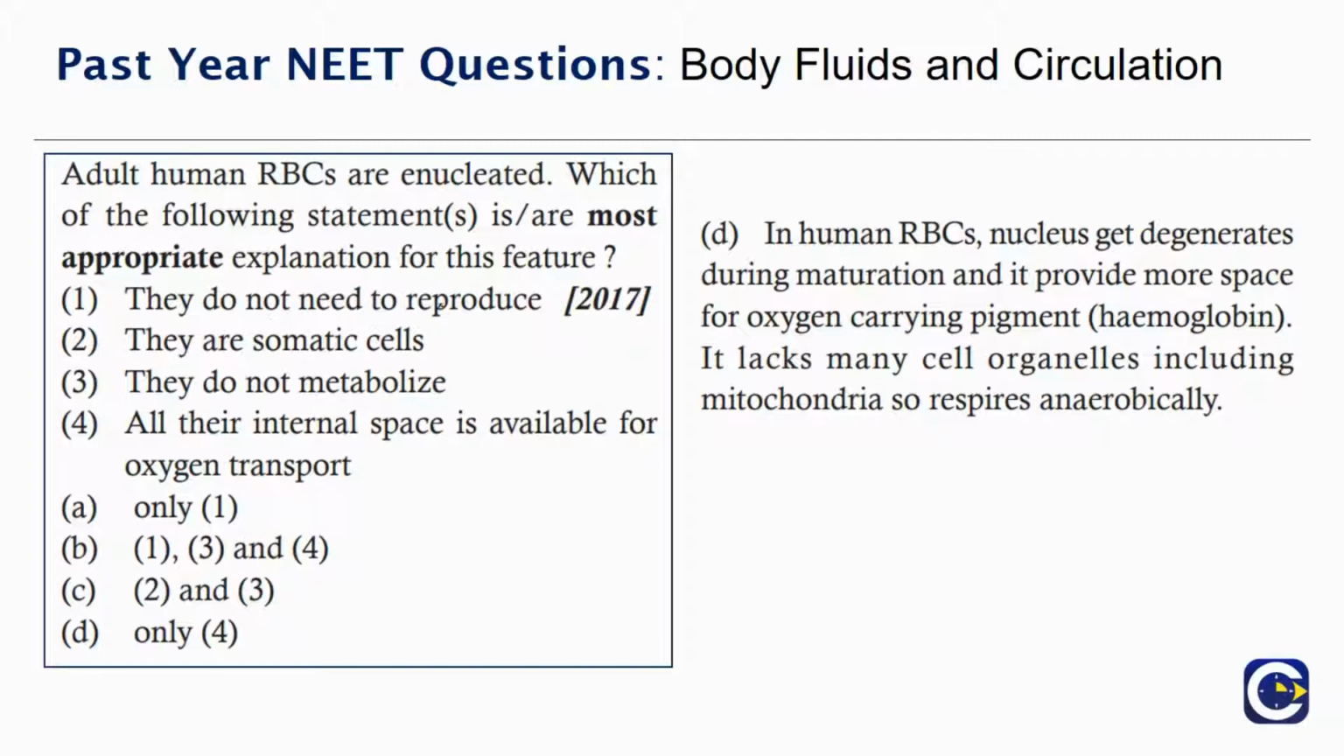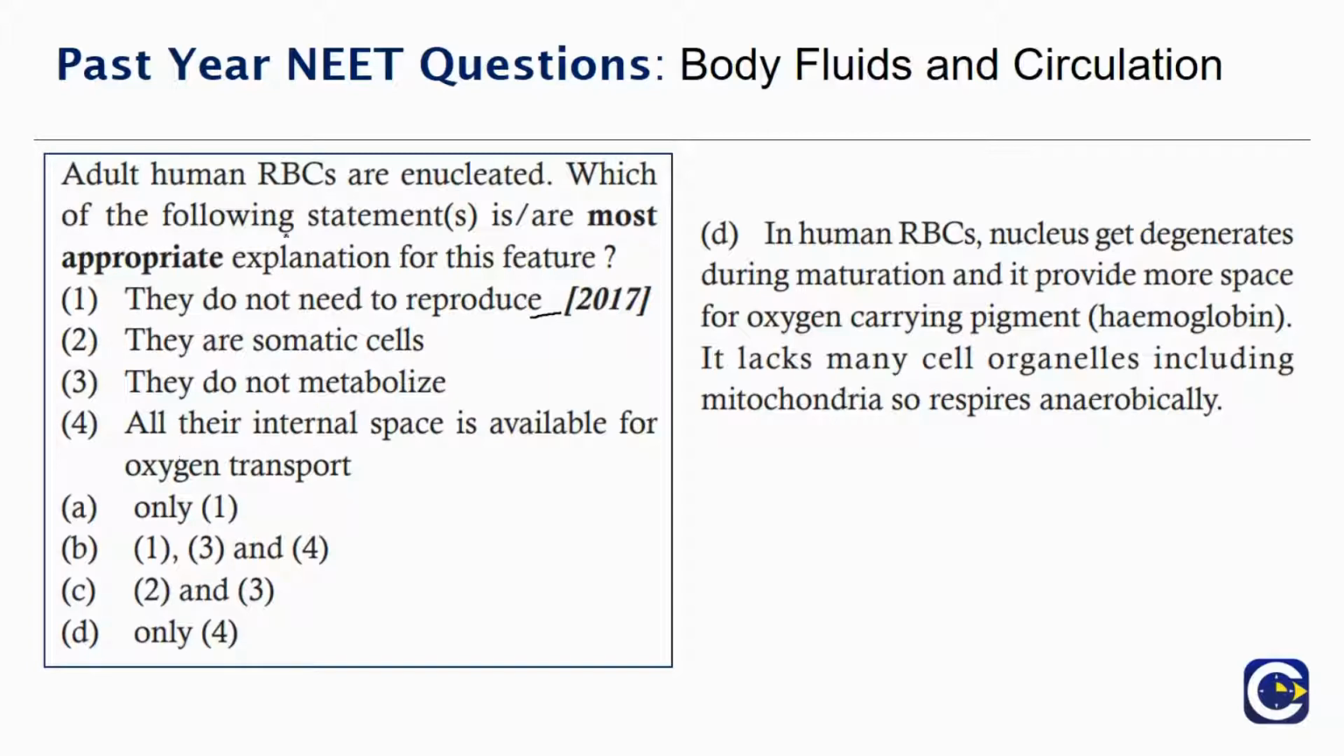So, they do not reproduce. Yes, this is true, they do not reproduce. But is that why they do not have a nucleus? No, it's not because of that. They are somatic cells. Yes, they are somatic cells, they belong to the body. They do not metabolize on their own. So yes, they do not have their own mitochondria, which is the powerhouse of the cell, so they do not metabolize on their own, but they only use anaerobic metabolization.